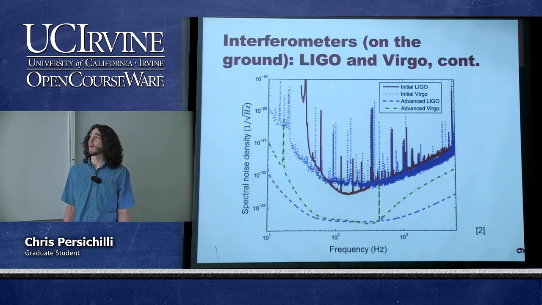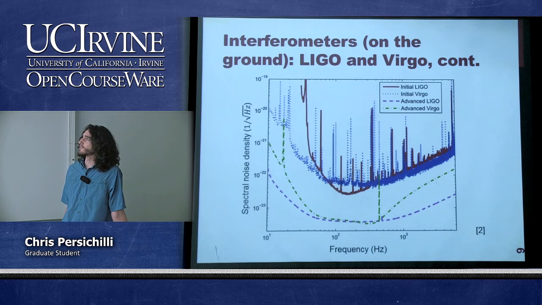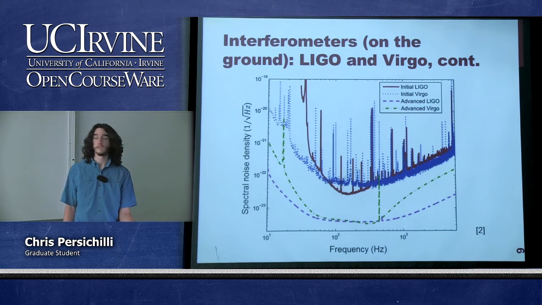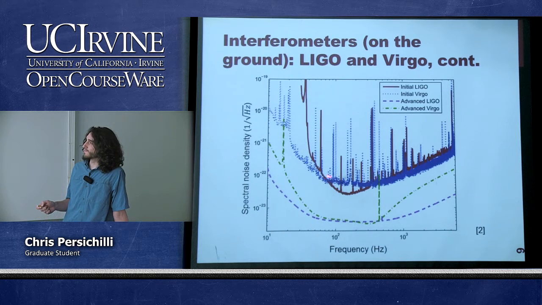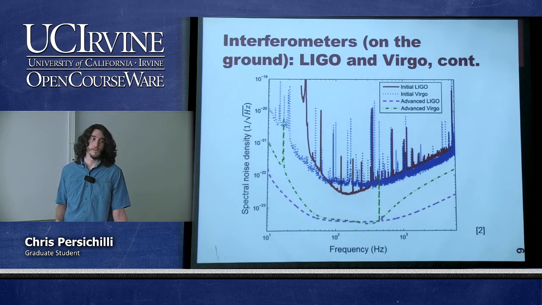And to just characterize that, what we're looking at here is basically a graph of sensitivity as a function of frequency for the initial LIGO and Virgo detectors and the planned advanced LIGO and advanced Virgo deployments, which both these detectors are currently being retrofitted. So you can see here the red curve is LIGO, and what we're looking at here is a noise spectrum. So essentially, at a given frequency, your signal would have to be higher than the noise in order for you to detect it. That's the way to interpret this diagram.